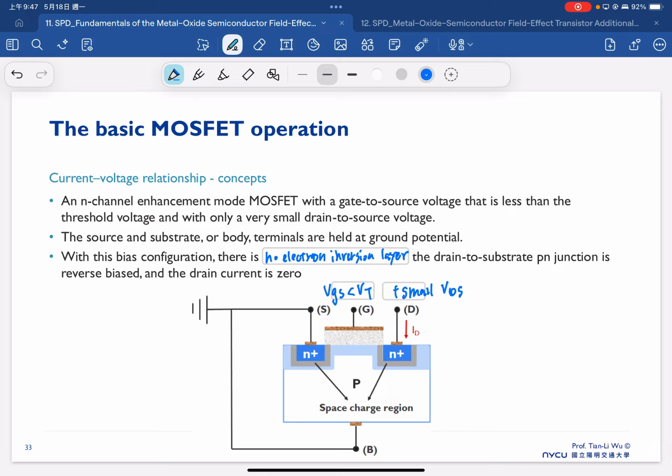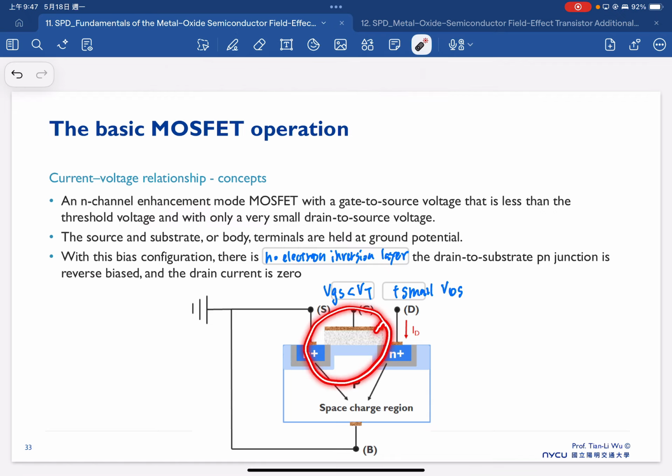There's no electron inversion layer. And one thing, right now VGS is smaller than the threshold voltage, so we don't have any electron inversion. But one thing we should be aware of is that right now we apply a small drain bias. Consider this PN junction: we apply the small VDS on the N side, which means we reverse bias this PN junction.